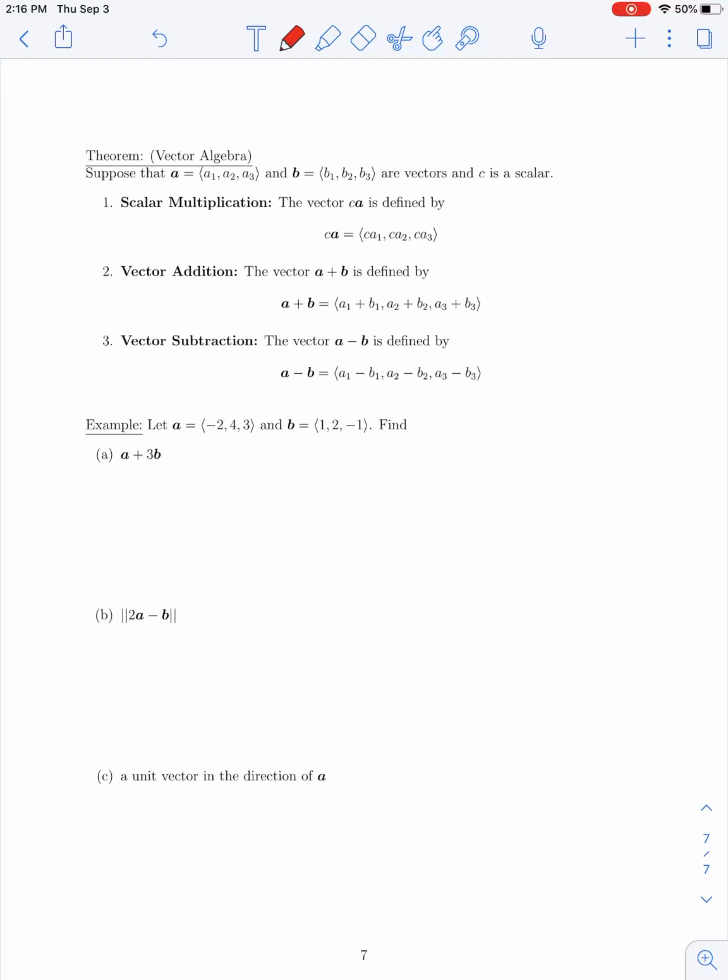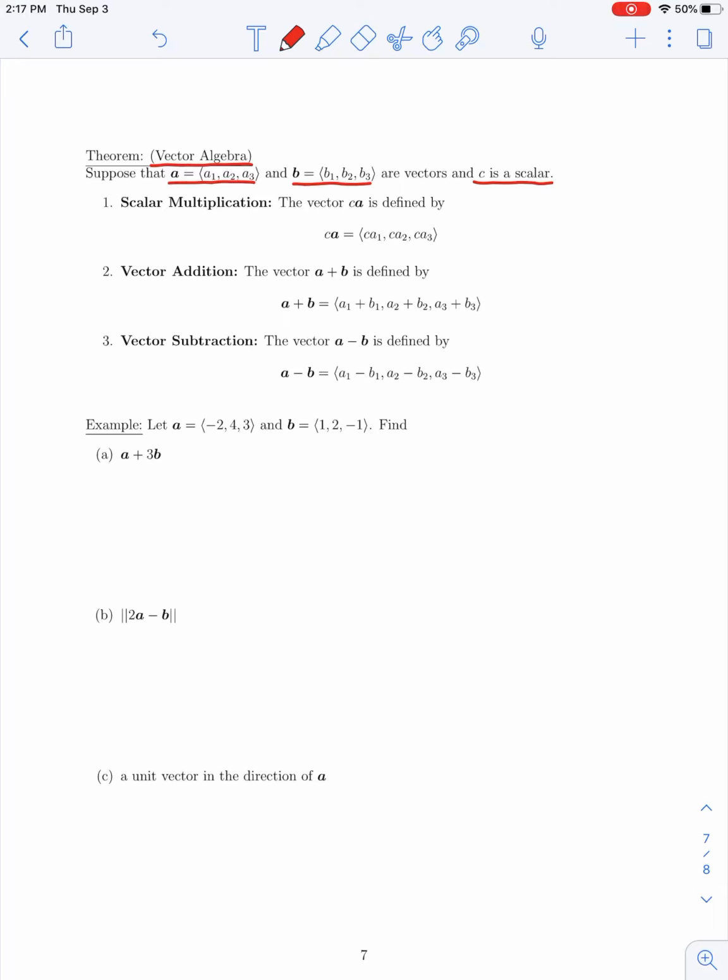So now that we've defined vectors in 3 dimensions, let's talk a little bit about how vector algebra will be defined for 3-dimensional vectors. And as we might expect, it's defined in the exact same way that we had for vectors in the plane. So this theorem I will refer to as some vector algebra. So let's suppose that we have 2 vectors A and B in 3 dimensions, whose components are A1, A2, A3, and B1, B2, B3. And C is some scalar, so that is some real number.